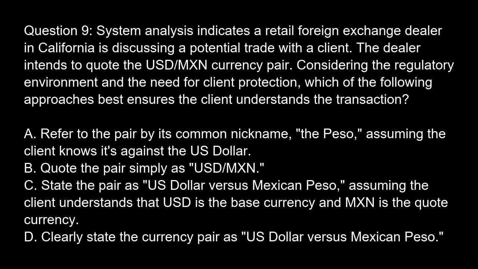Option A. Refer to the pair by its common nickname, the peso, assuming the client knows it's against the US dollar. Option B. Quote the pair simply as USD/MXN. Option C. State the pair as US dollar versus Mexican peso, assuming the client understands that USD is the base currency and MXN is the quote currency. Option D. Clearly state the currency pair as US dollar versus Mexican peso.